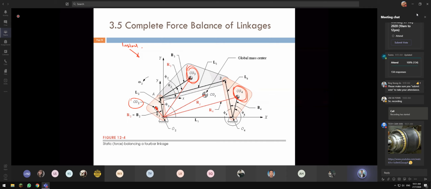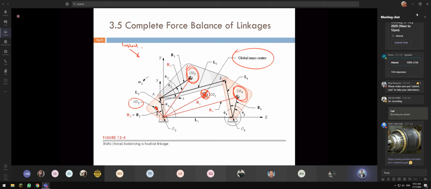So if you calculate the global mass center, it will be somewhere here. Right? I mean, you combine the CG2, CG3, and CG4. So the center of gravity for this linkage will be at this CGT at the distance of RT. Right? So you can see that this will give us the m r omega square, the centrifugal force.